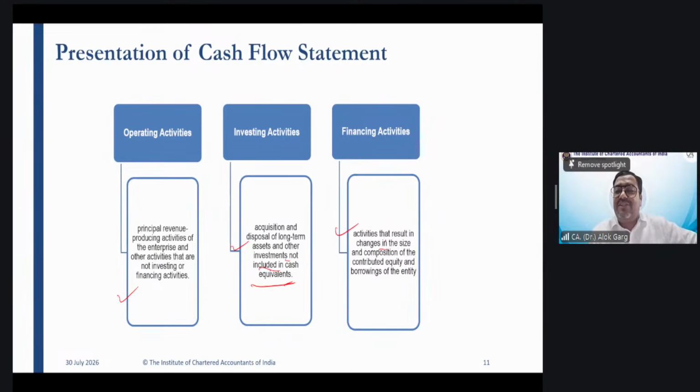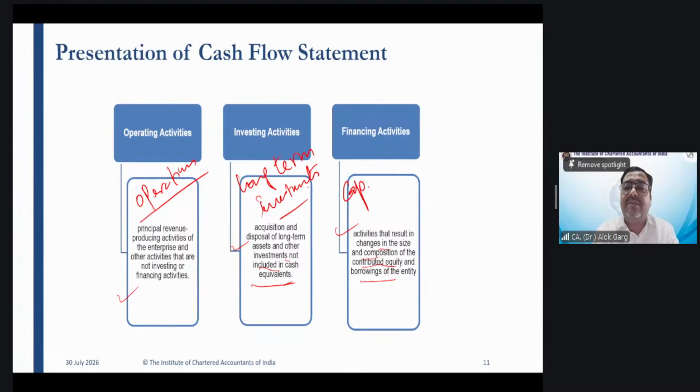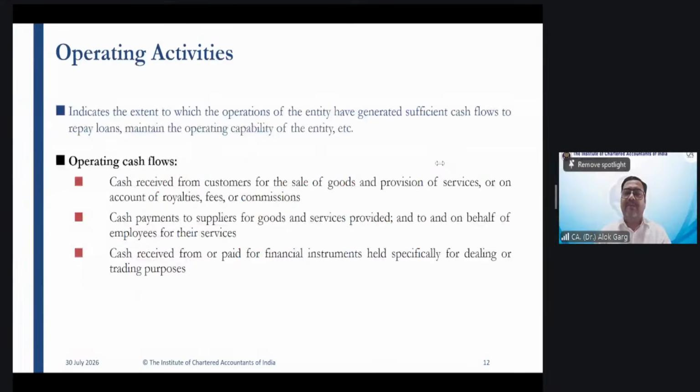Activity that results in changes in the size and composition of the contributed equity and borrowing means capital structure. Financing deals with the capital structure. Operating deals with the operations, as the name suggests. Investing deals with the long-term assets, long-term investments, be it investments in PPE, intangible assets also. Capital structure, please write in the notes. Operating activity deals with the operation, investing activity deals with the long-term investment, financing activity deals with the capital structure. Okay. Clear?